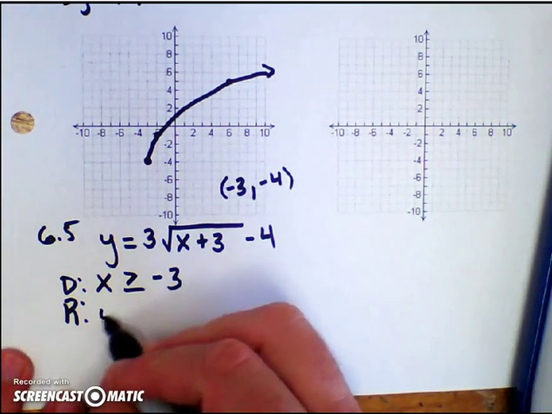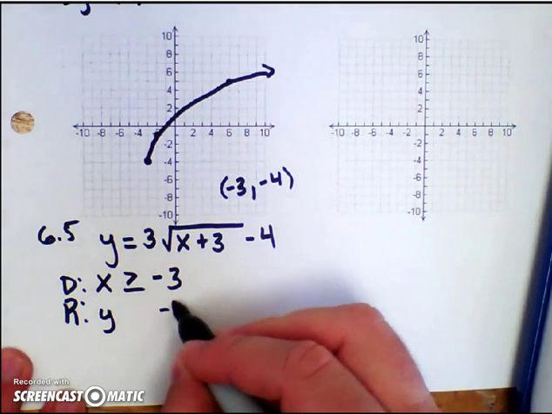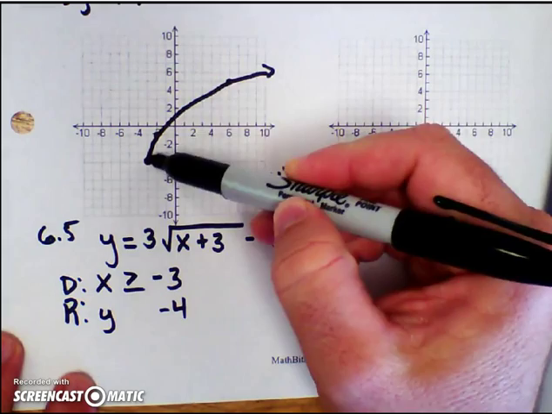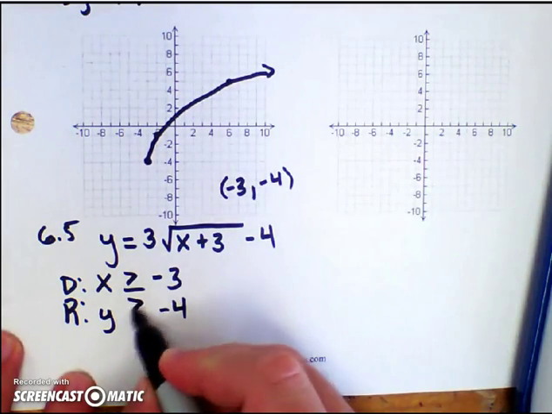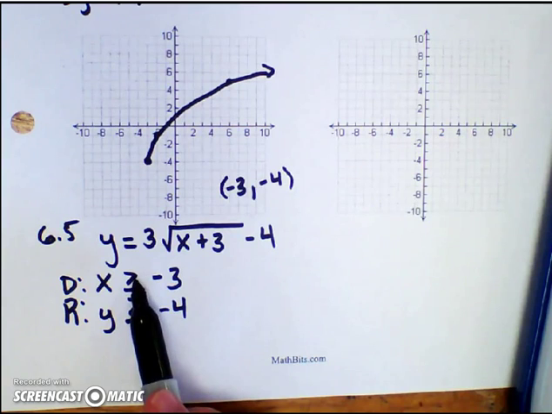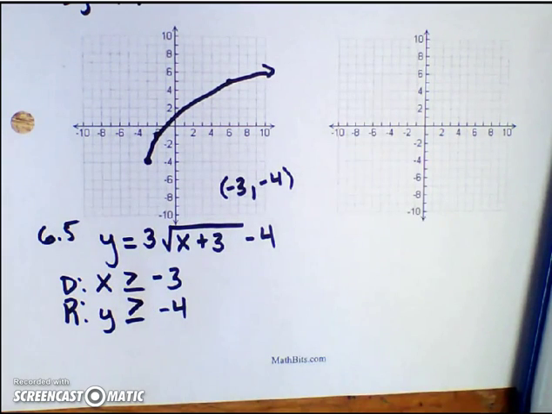Your y for your range comes from this negative 4. And since it goes up, it includes all y values that are bigger than negative 4. So it's greater than or equal to. Now, if the graph went down to the right, this would just change to a less than. I don't think that we'll ever see one that the x is a less than. I think it always goes to the right.